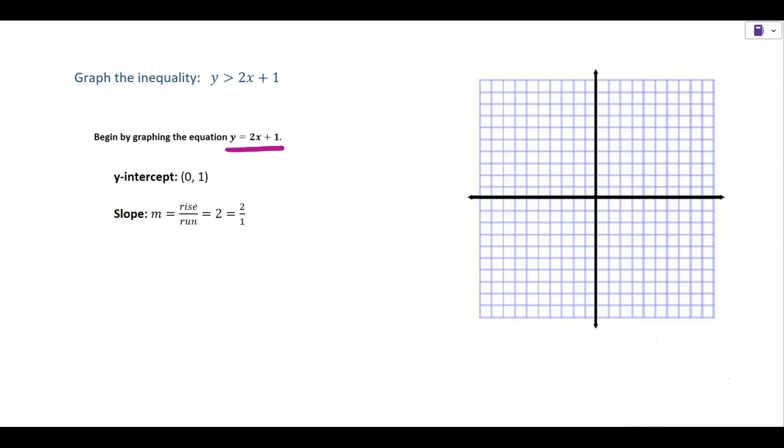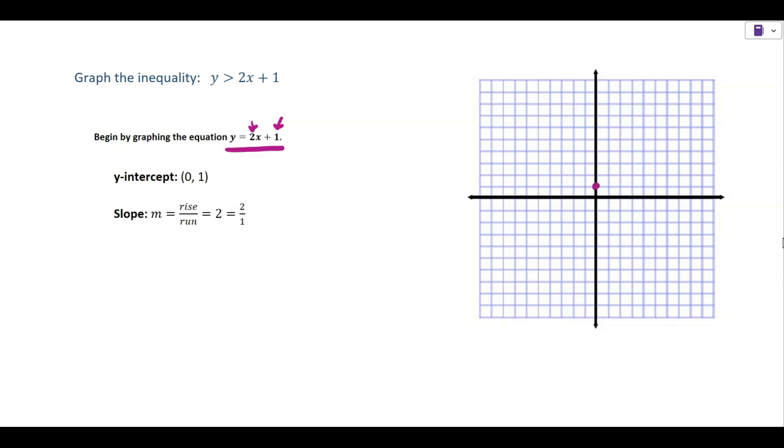What I like to do is use slope-intercept form if it's possible, if it's simple to do. Remember that your slope is right here on the front of the x. It's the coefficient of x. And our y-intercept is going to be the constant term, and that gives us the point (0, 1): 0 left to right, up 1.